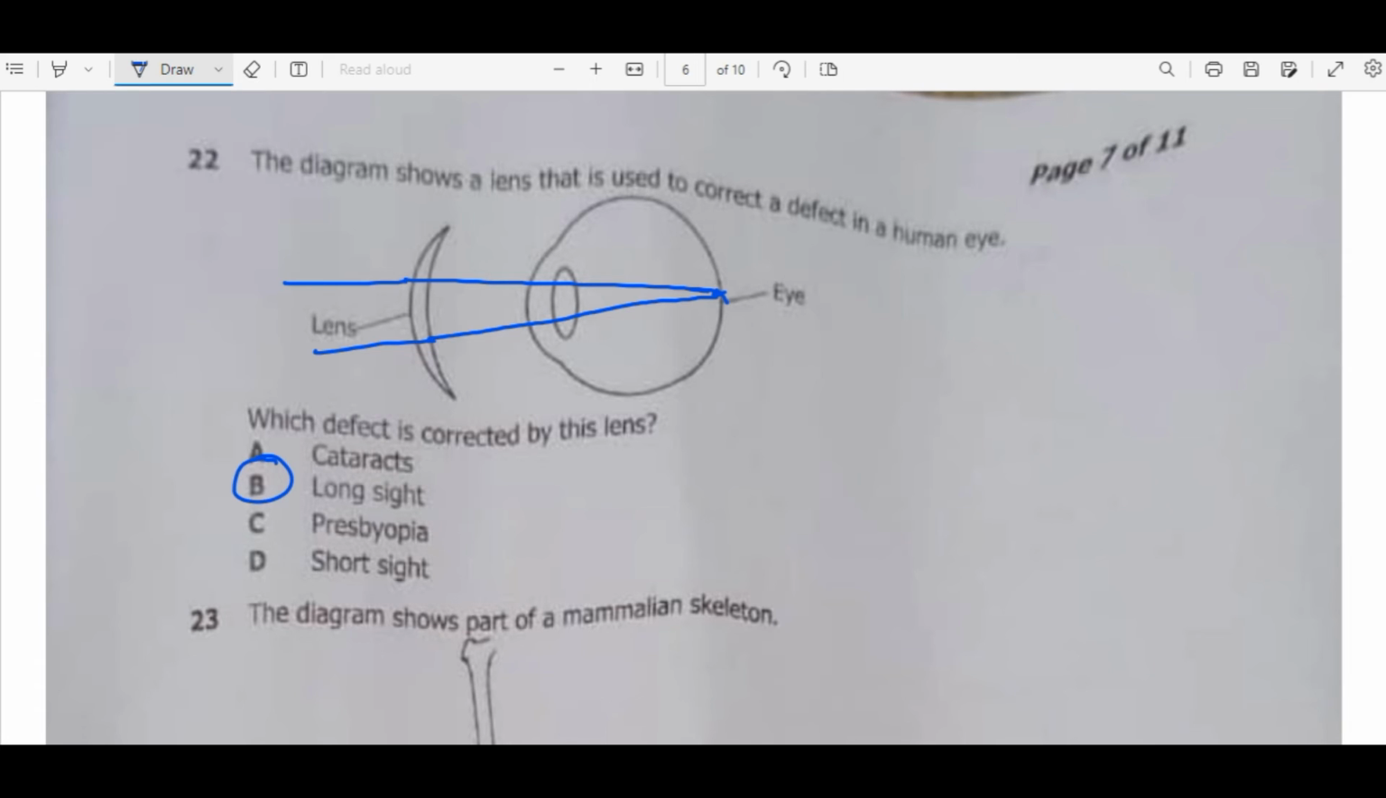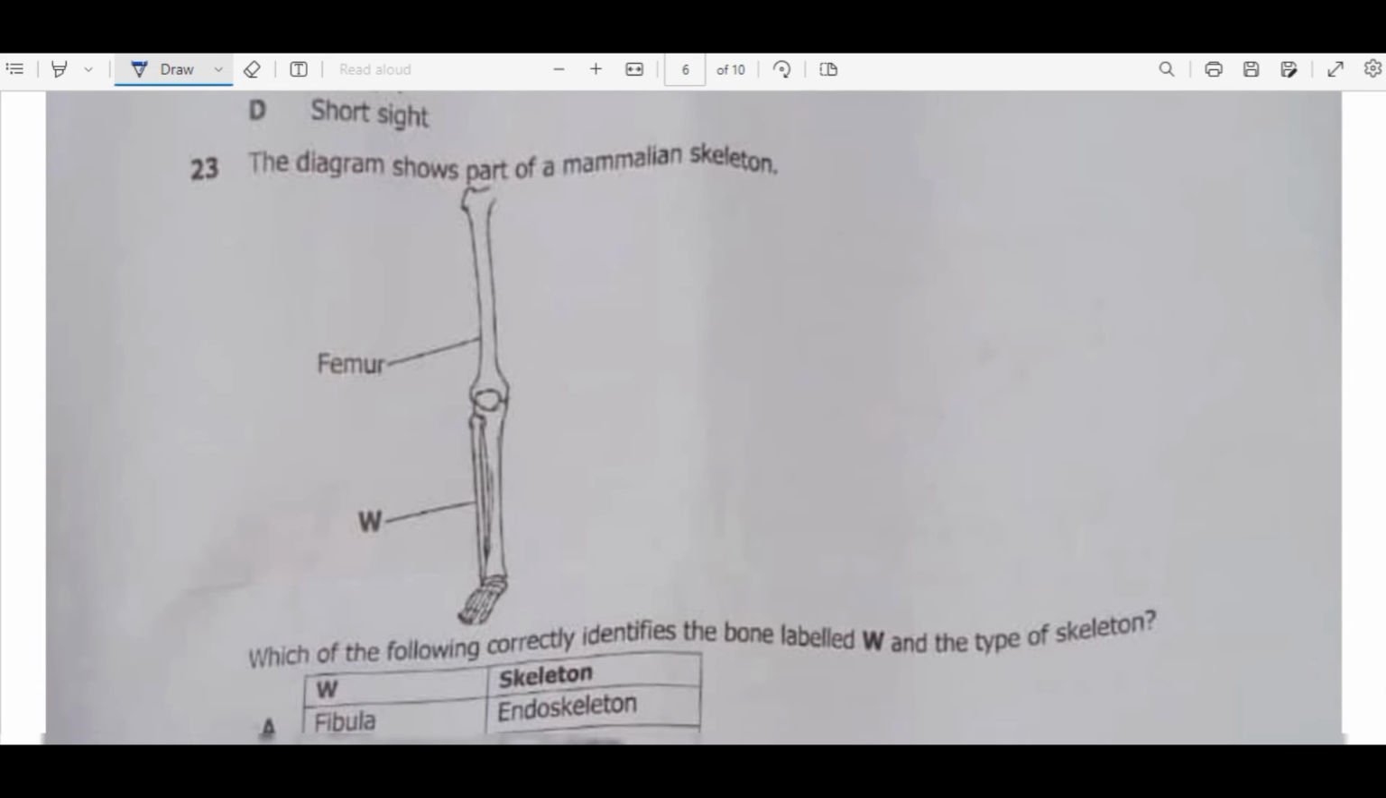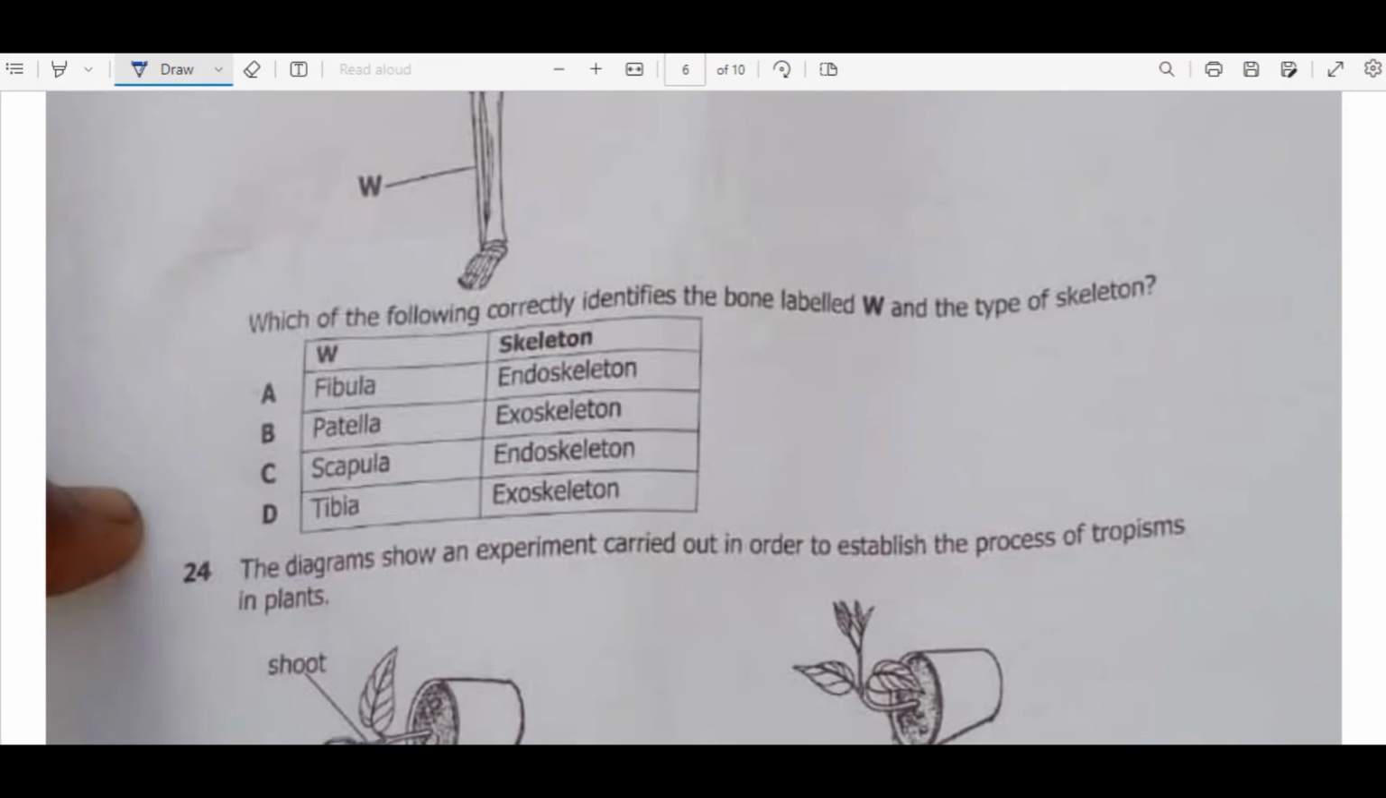Okay, so the diagram shows part of a mammalian skeleton. So we have femur, and then we have W there. So which of the following correctly identifies a bone labeled W and the type of skeleton? So we have W, and then we have the skeleton. So we can identify those skeletons. So when you look at the skeleton, we have endoskeleton and then exoskeleton. So exo means outside, and then endoskeleton, that is inside.